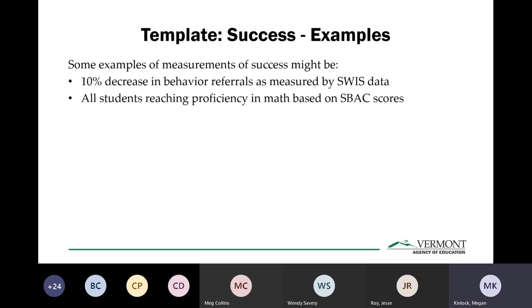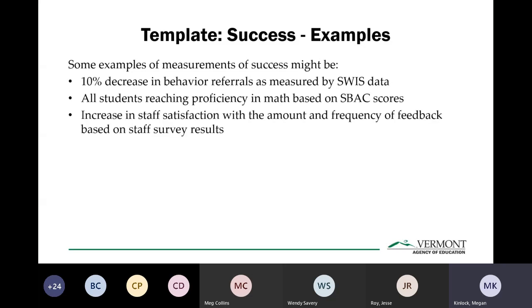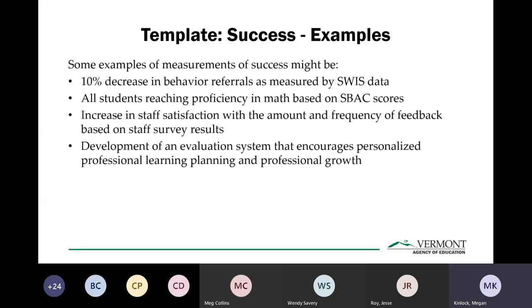All students reaching proficiency in math based on SBAC scores. Granted, we all know all students reaching proficiency might be a lofty goal, but just an example. An increase in staff satisfaction with the frequency of feedback based on the staff survey results. And then this last one, development of an evaluation system that encourages personalized professional learning, planning, and professional growth. That one you might say, well, where's the data piece here? How will they measure it?